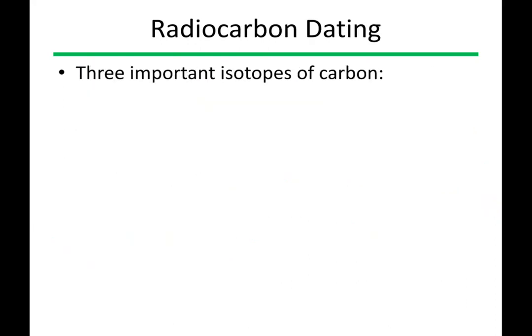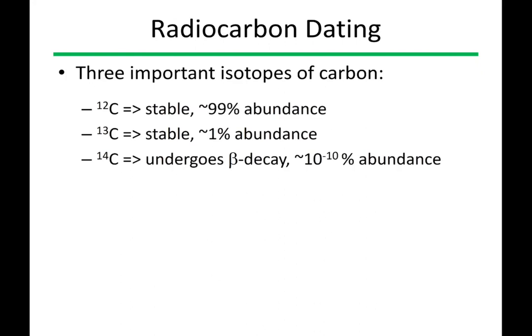These are often used in terms of radiocarbon dating. So as one example, when we're talking about carbon dating, we can think about some important isotopes of carbon. Carbon-12 is the most abundant isotope. This is stable, and most carbon is going to be carbon-12. Carbon-13 is also stable. It is not very abundant, about 1%. Carbon-14 is also naturally present. It undergoes beta decay, and it has a very small abundance, but this will be present.